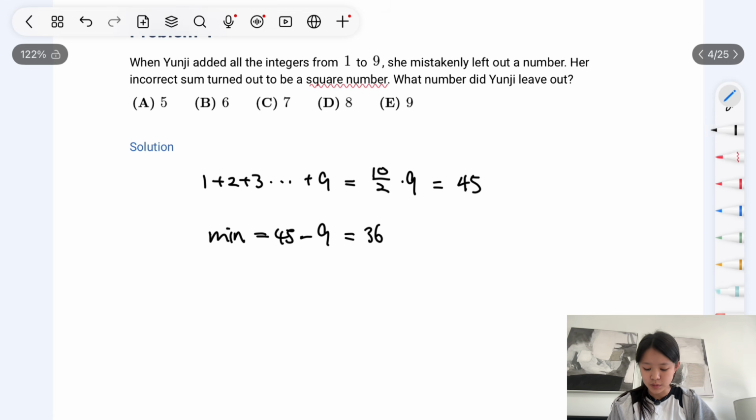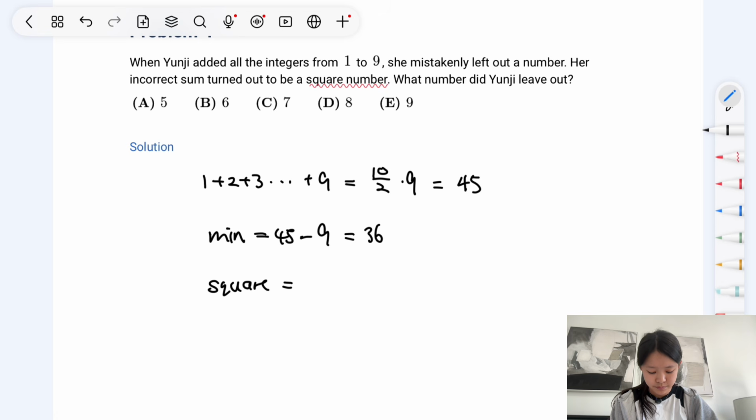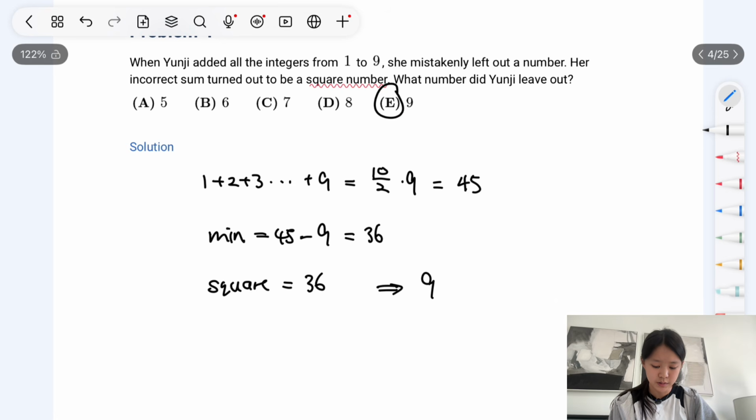Now notice that between 36 and 45, there are no other square numbers. So we know that the nearest square is 36. And so we get that the number that was left out was 9. So the answer is E, which is 9.